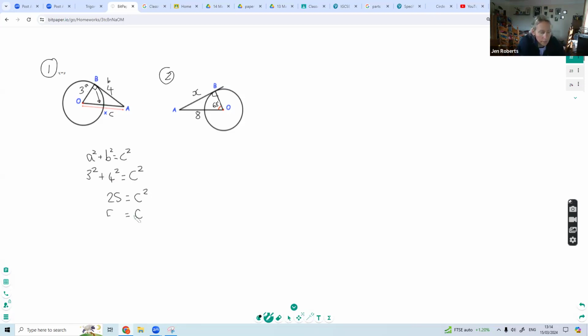Okay, now here we've got a right angle triangle as well. But this time we've got an angle involved. What happens when there's an angle involved? SOHCAHTOA. Let me write SOHCAHTOA down. So, opposite, hypotenuse. What uses opposite and hypotenuse? It's sine.